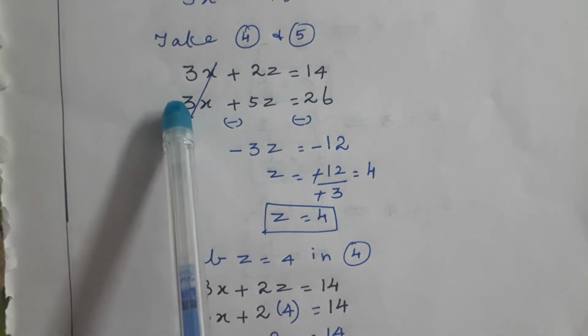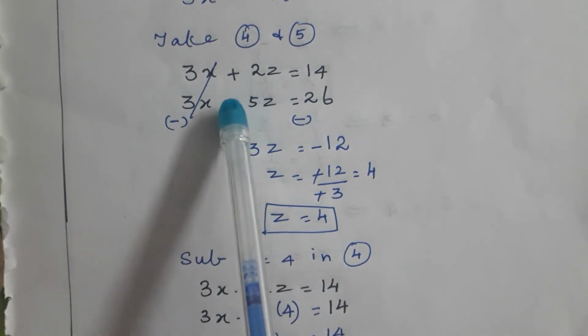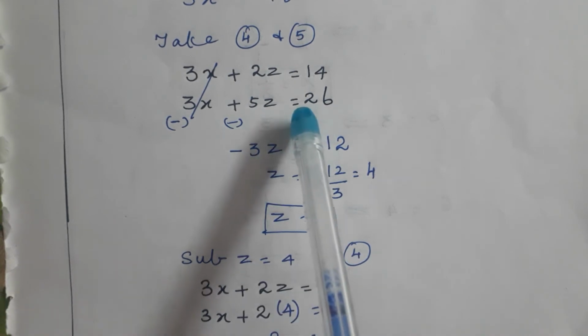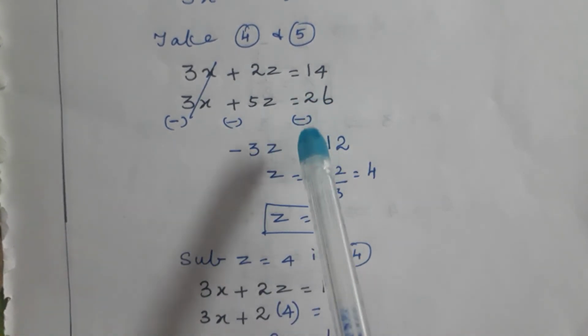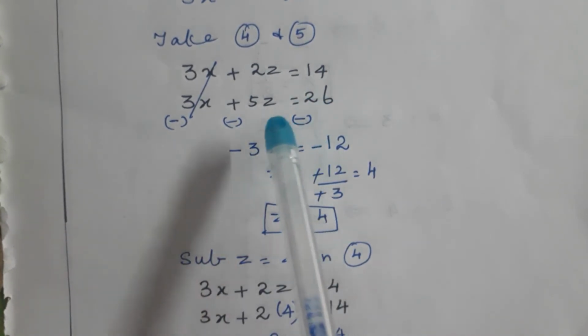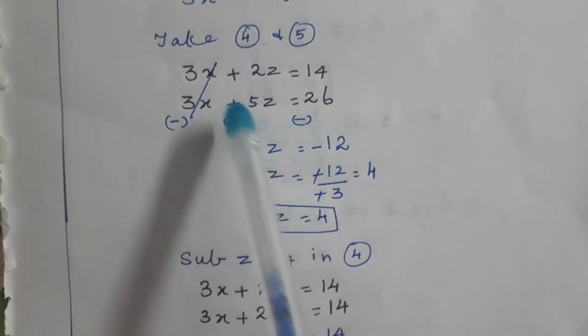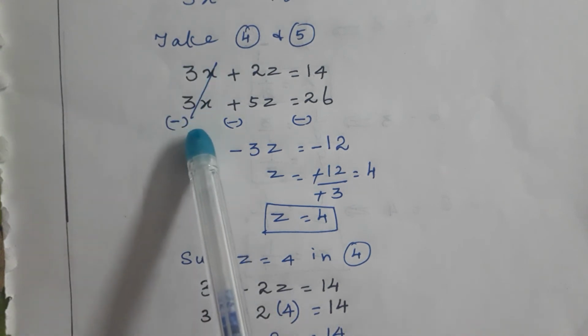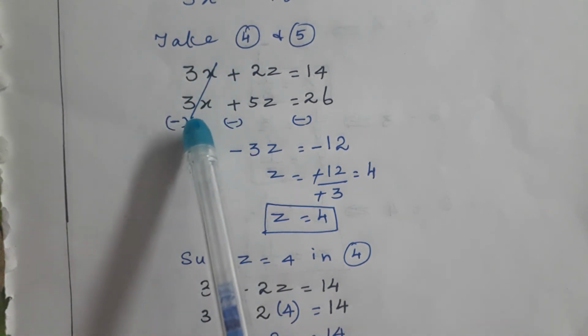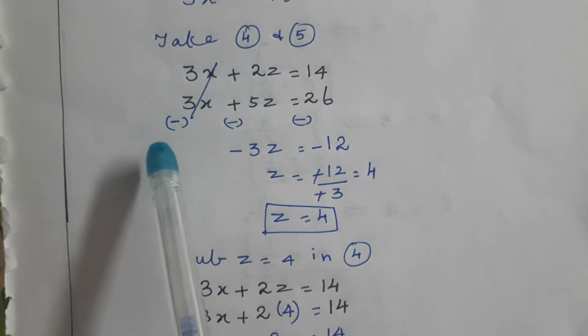So here we have plus, make it as minus. Here we have plus, make it as minus, and change it as minus. Here we have plus, change it as minus. So now you have to add. What will happen here? Plus 3x and minus 3x get cancelled, that is, we will get 0. That is, the x variable is eliminated.